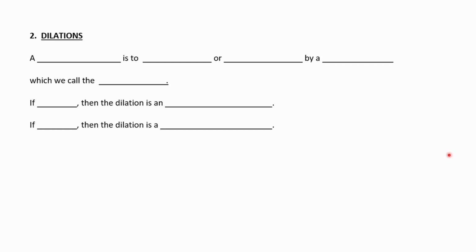On to a few definitions to start things off. A dilation, which some of you may have heard this phrase before in mathematics class, you may have heard it just in everyday speak, is to enlarge or reduce by a scale factor. We call this scale factor the k value, and so we give it this denotation of k.